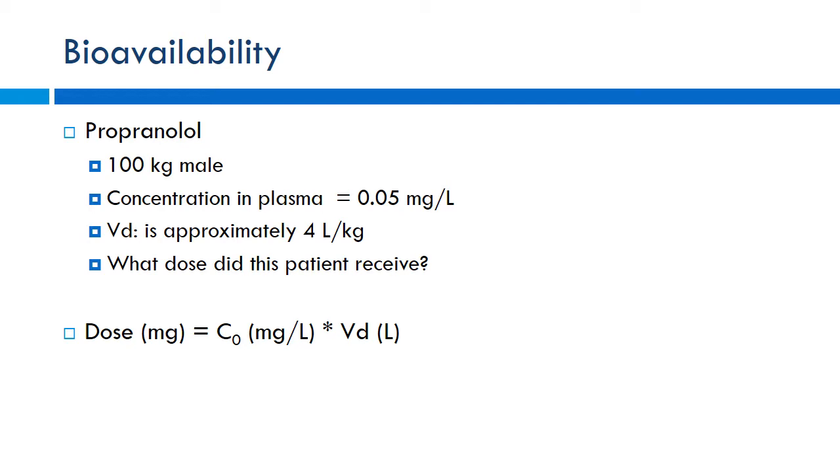Just kidding. Okay, so let's say on the next slide, we have a 100 kilogram male. We're going to say the concentration in the plasma, which we were able to measure, was 0.05 milligrams per liter. And we know that the volume distribution is roughly 4 liters per kilogram.